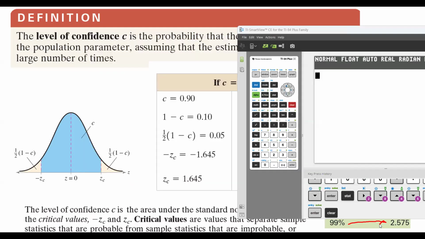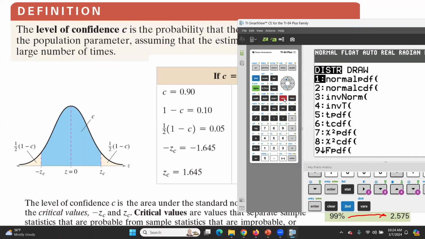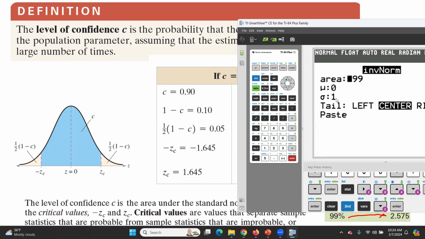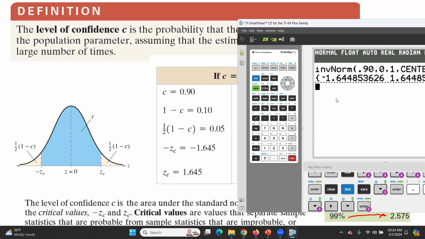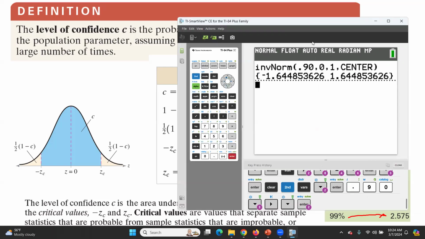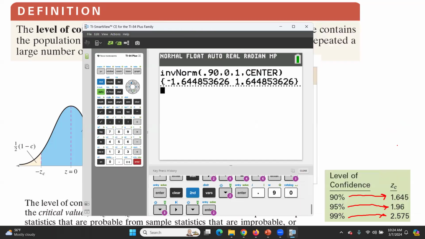I showed you how to use your calculator and calculate each one of these separately, but let's review that again. So you need to go to second, vars, and find inverse norm. Inverse norm, if you have the area, calculates the Z value for you. So if the area is 90%, 0.90, mean must be 0, standard deviation must be 1, and you must be on the center of your graph. So when you click on paste, you get your critical value, which is 1.6448, or as you can see, it's rounded to 1.645 on the right-hand side and on the left-hand side.